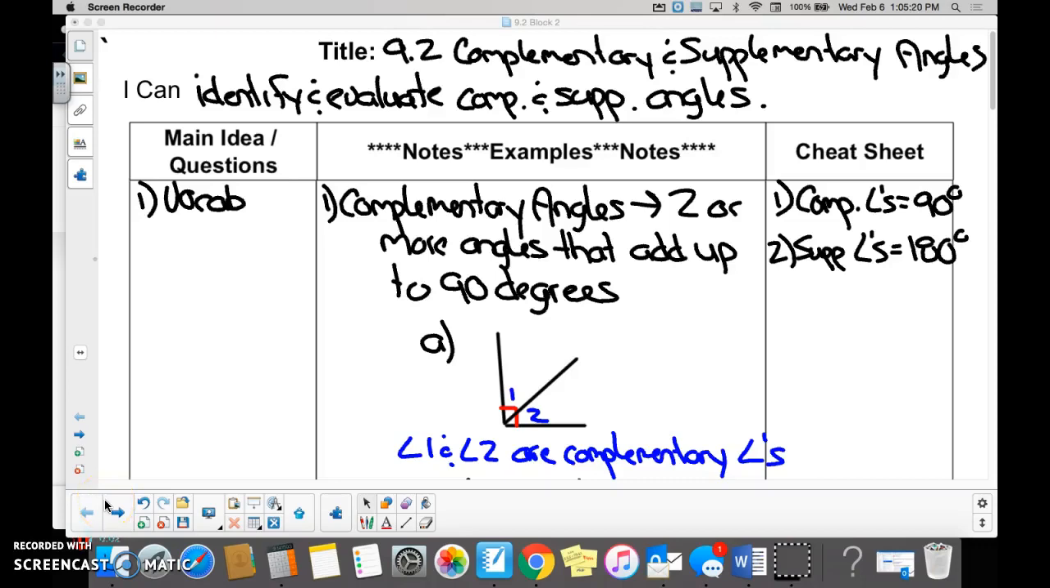9.2 complementary and supplementary angles. I can identify and evaluate complementary and supplementary angles. Excellent job. Can you guys identify and evaluate complementary and supplementary angles?